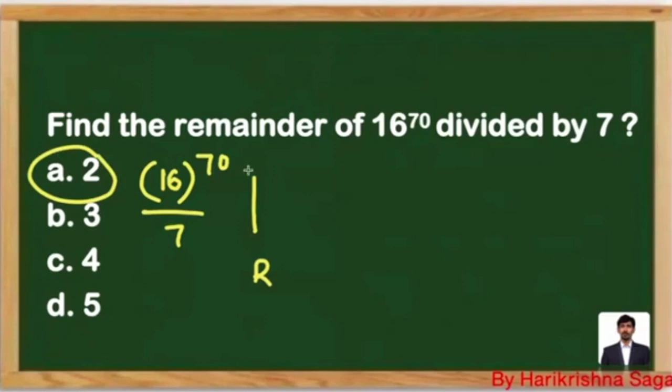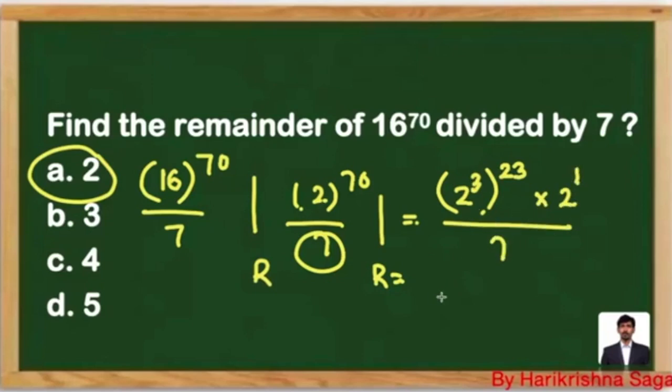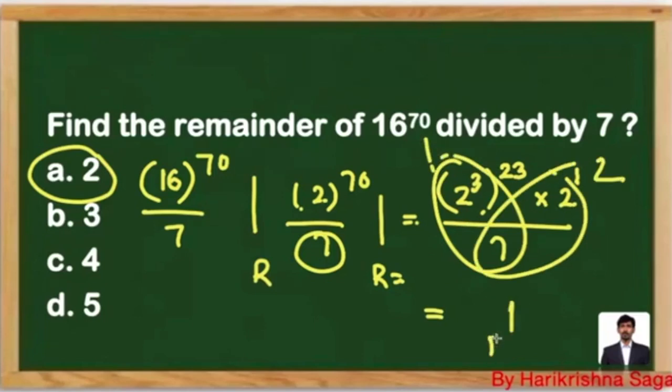Very simple. I am repeating again. 2^3 into 2^1 divided by 7. So 2^3 is 8, so 8/7 remainder 1, 2/7 remainder 2, 1 into 2. The final remainder is 2 here. Mark the answer option A.